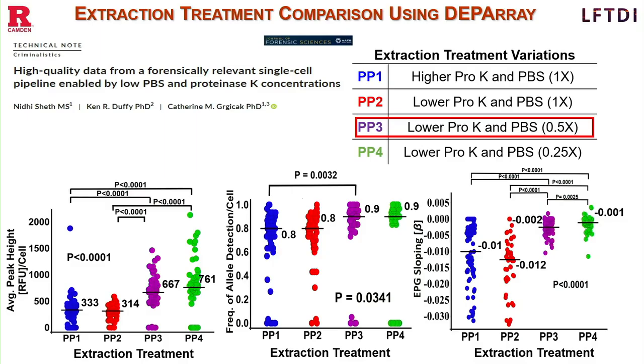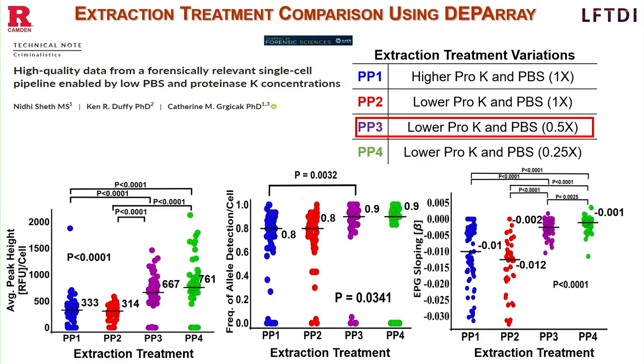So the next step was to find a concentration for PBS that was compatible for our pipeline. We looked at 0.5x PBS and 0.25x PBS, and we also decreased the pro-K because we don't work with bulk samples, we work with just one cell, a single cell pipeline. Through our data for the samples collected with the DEPArray, looking again at the 3 different matrices, which are average peak height, frequency of alleles detected, and EPG sloping, which is the beta, we saw that PP3 and PP4, which were 0.5x PBS and 0.25x PBS, showed promising results and had really high median values.